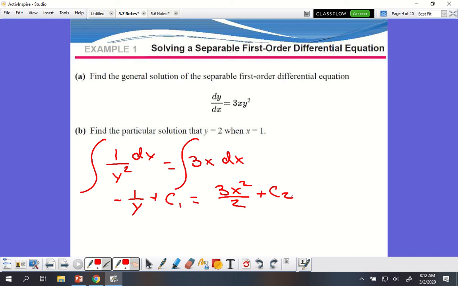All right, so that's what I said. The c's are just going to eventually become just some c value. So I have negative 1 over y equals 3x squared over 2 plus, you know what? When I combine them together, I'm just going to get some c.